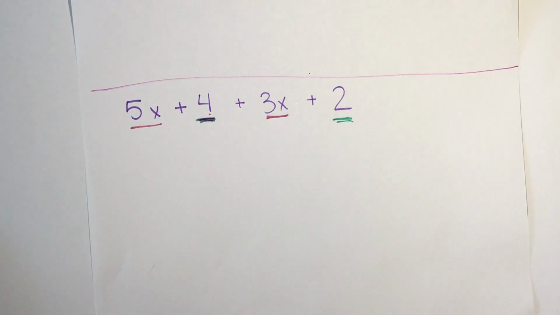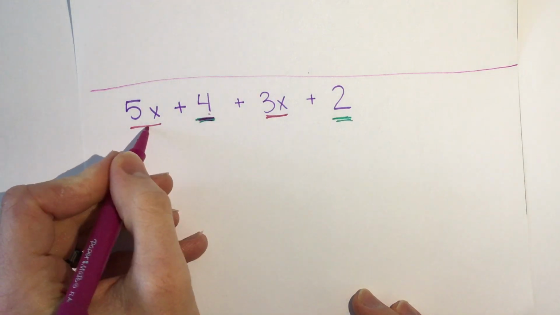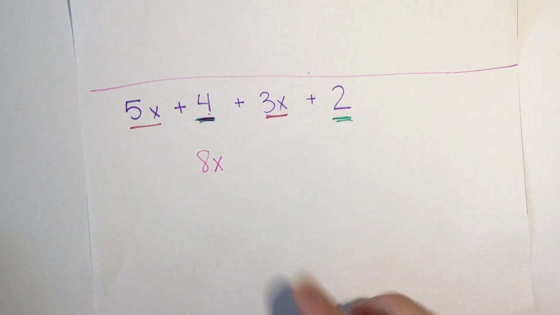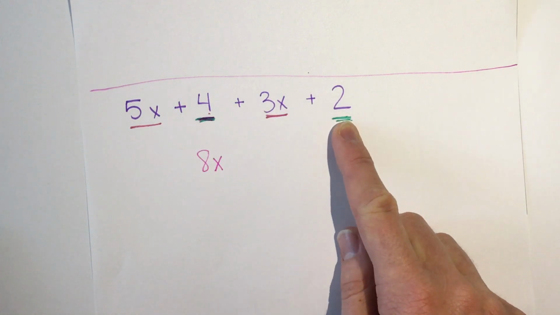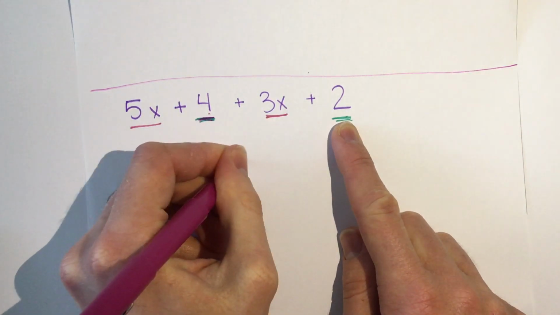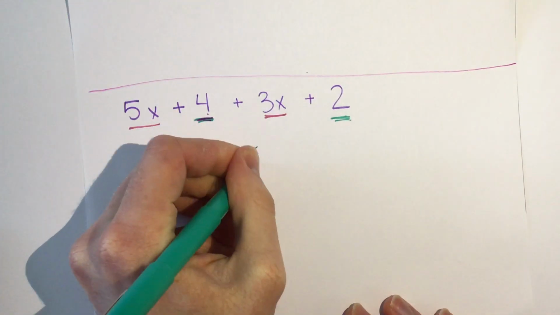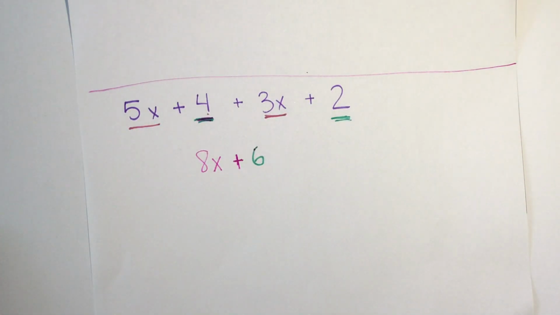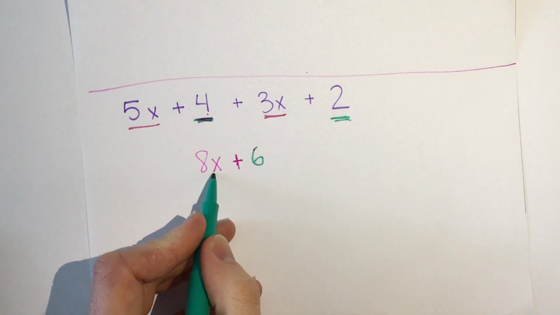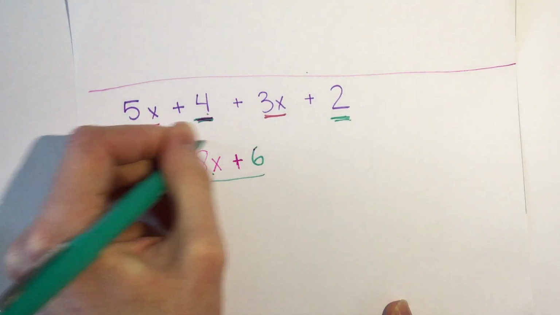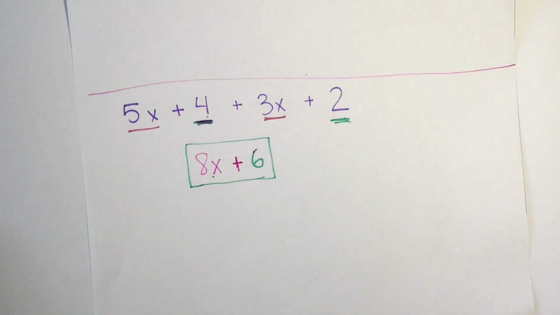And then we can add our like terms. 5x plus 3x, 5 plus 3 is 8. 4 plus 2 is 6. There are no letters here, so we'll just write plus 6. And again, a number and a term with x can't be combined, so that's our answer. 8x plus 6 is our simplified answer.